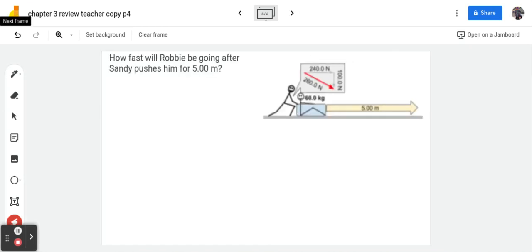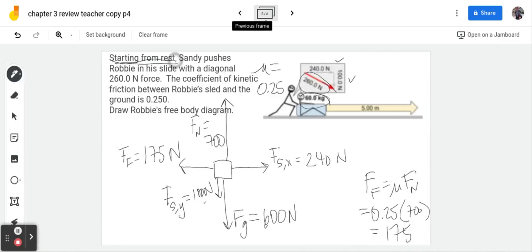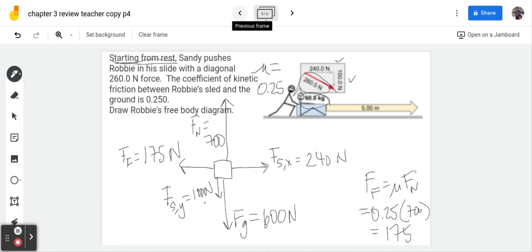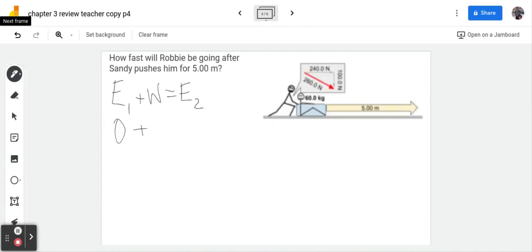How fast will Robbie be going after Sandy pushes him for 5 meters? So here we go. Blast from the past, E1 plus W equals E2. E1, he started from rest. E1 is 0. Work, we have the work done by, I'm going to circle this and this. The work done by friction. I'm just going to write WF plus the work done by Sandy is equal to KE2.